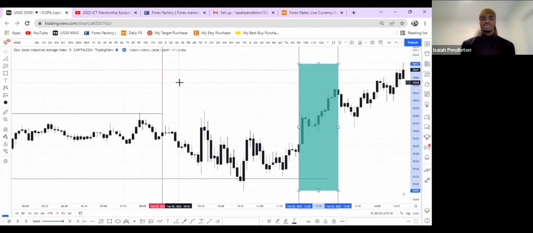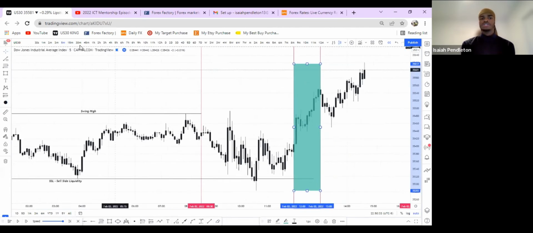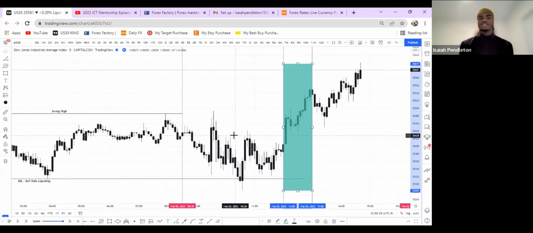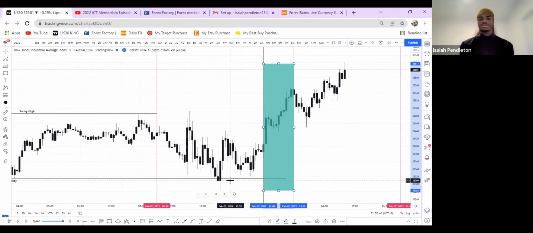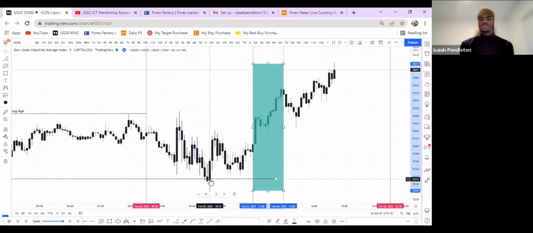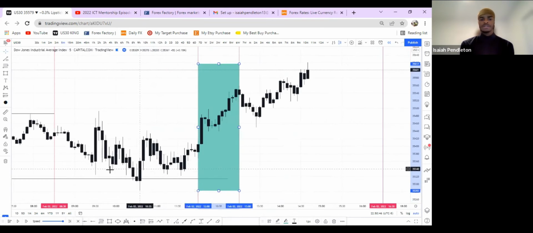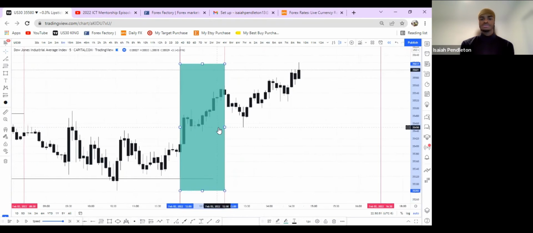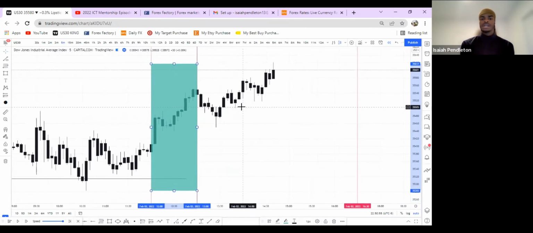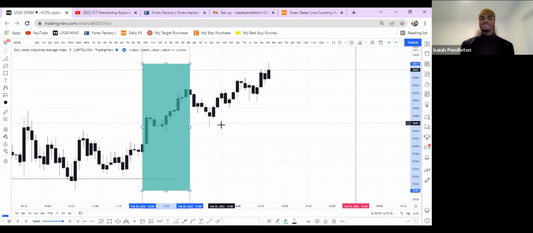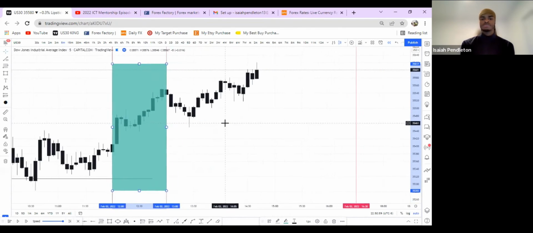Okay. So we found the setup within the 15-minute, then we go down to the 5-minute and find our entry, which was right over here. This was my entry area here. And this is marked up as an order block area as well. Price came up, didn't trade here, but I would have been able to trade again within this area, right?